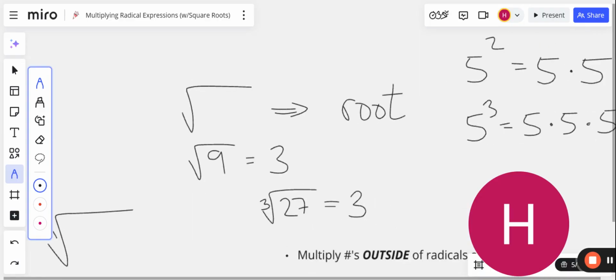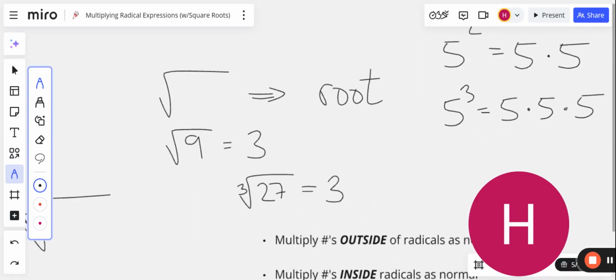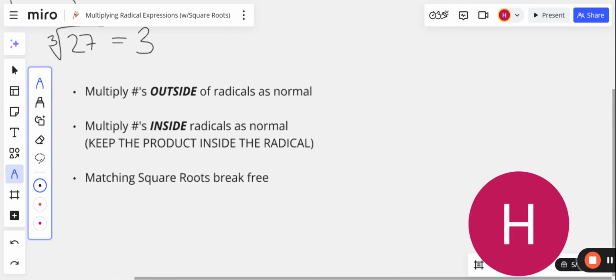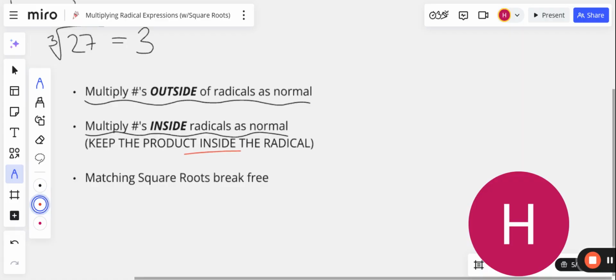Okay, so let's see how we multiply these expressions. Well, when we multiply radical expressions, we just need to follow some simple rules. We're going to multiply numbers that are outside of the radicals, just as you normally would, and then we're going to multiply numbers which are inside the radicals, just as you would normally multiply those numbers, but you need to keep the product inside the radical. Okay, you need to keep it inside the square root. Or when we work with other powers of the roots, then we'll just use the word radical.